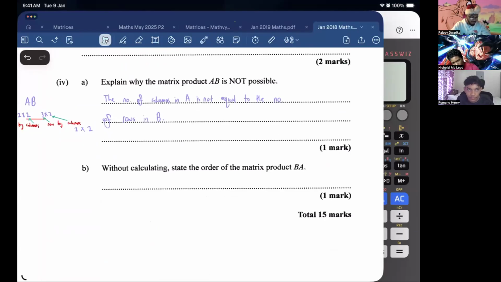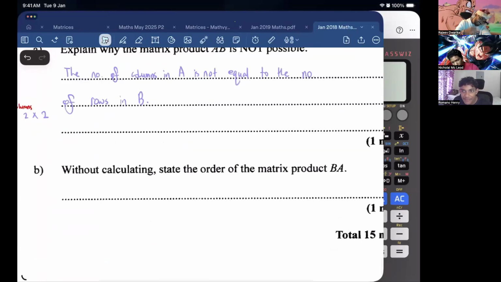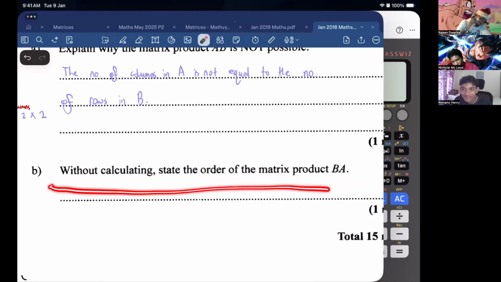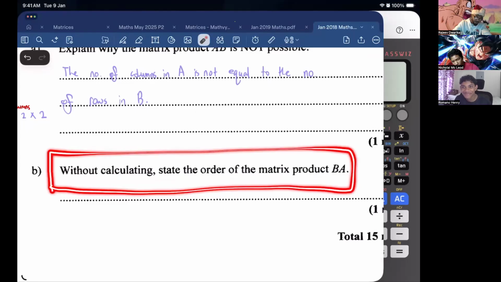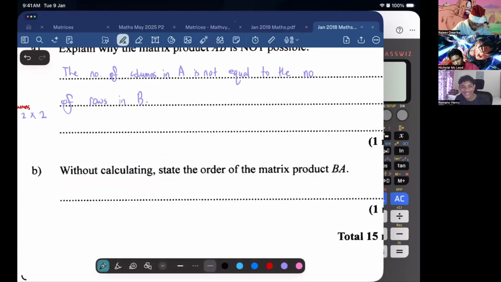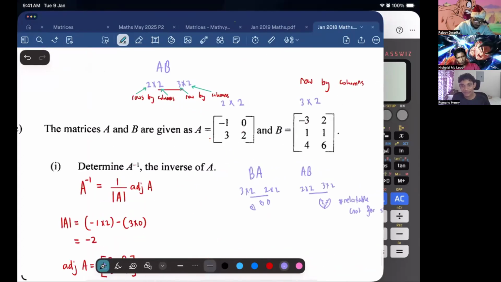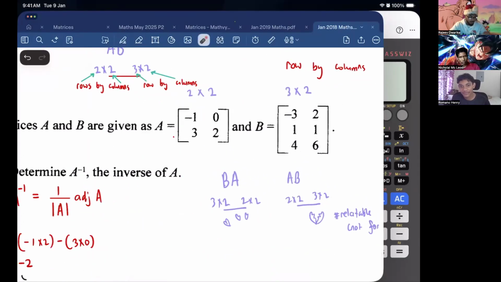Without calculating. Remember that trick I showed you? Look how we're going to use it here. What are you asking in part B? State the order of the matrix product BA without calculating. Let me show you how we're going to do this. So B by E. If you're doing B by E, what was the order of B? 3 by 2. What was the order of E? 2 by 2. Right.